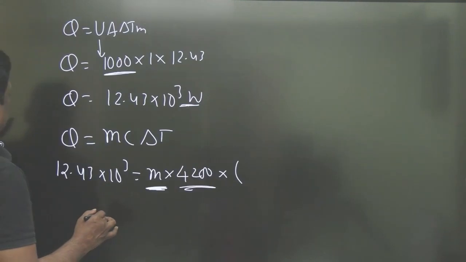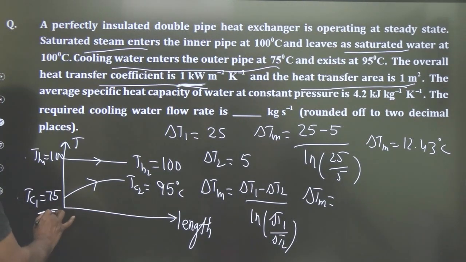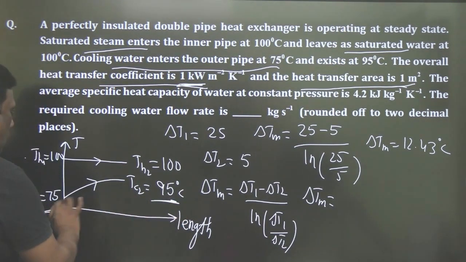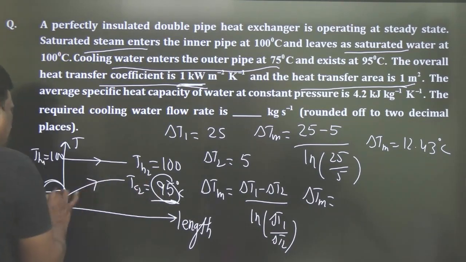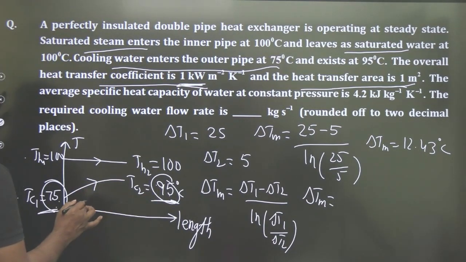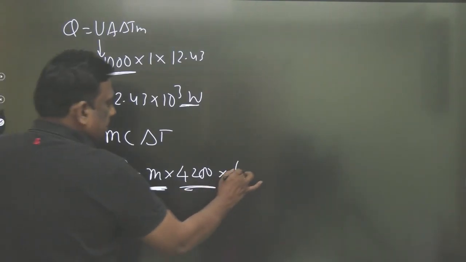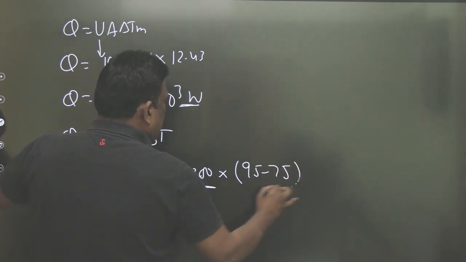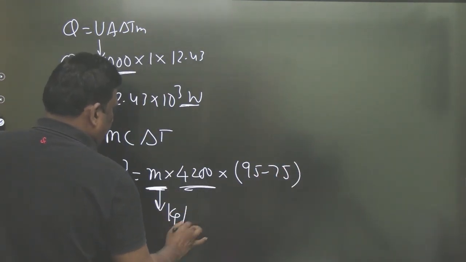And what is the temperature difference of water? Water is entering at 75, leaving at 95. What is the temperature difference of water? 95 minus 75. So it is 95 minus 75. You'll get the mass flow rate of water in kg per second.